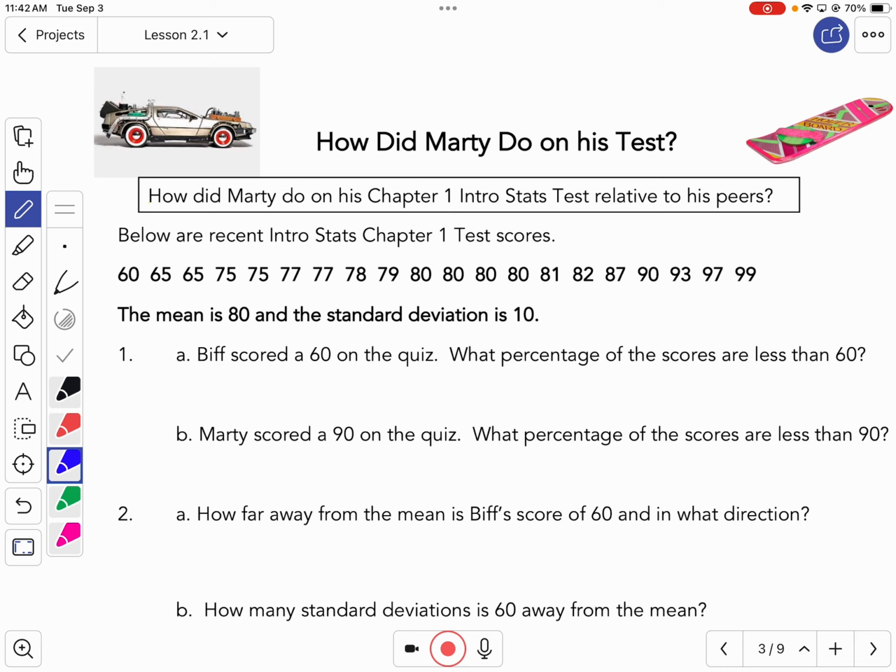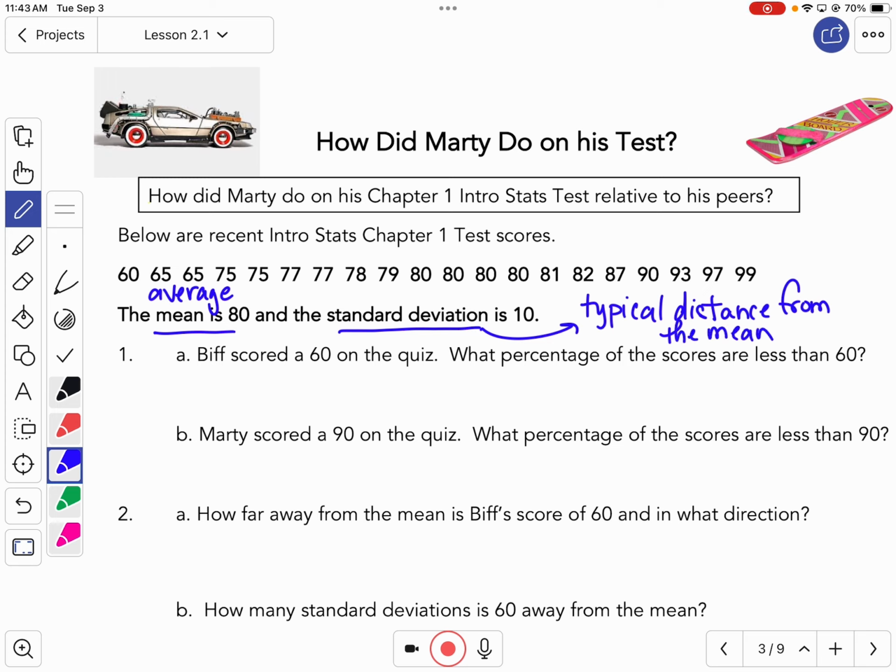Now, it's been a minute since we've talked about mean and standard deviation. What does a mean represent? What is a mean? It's the average, okay? So the average score was 80. Does anybody remember what standard deviation means? Yes, typical distance from the mean. So each score is pretty much about 10 points from the mean. Mean is an average. Standard deviation is that distance from the mean.